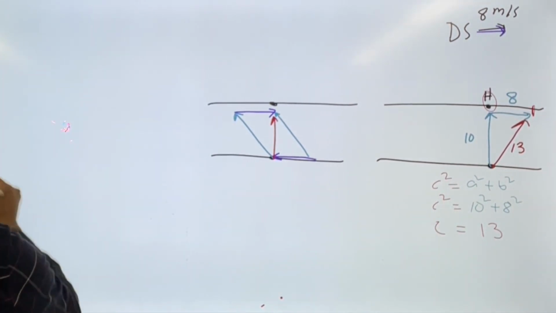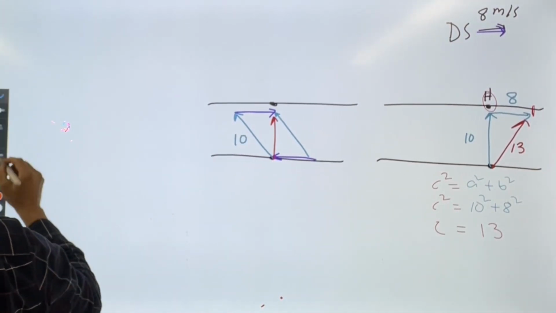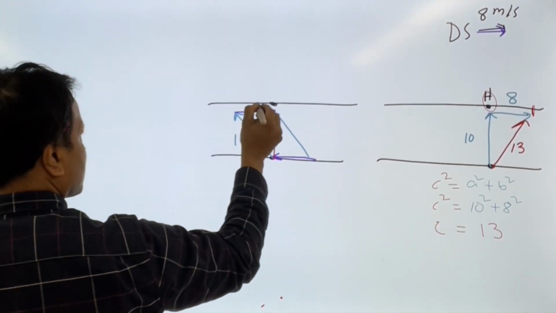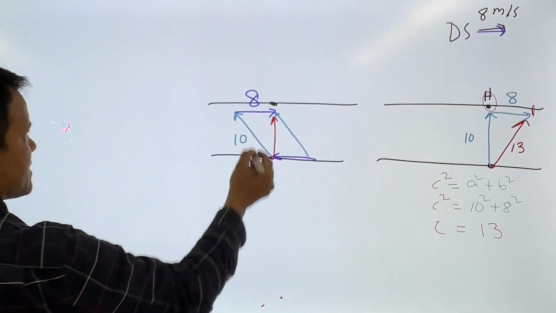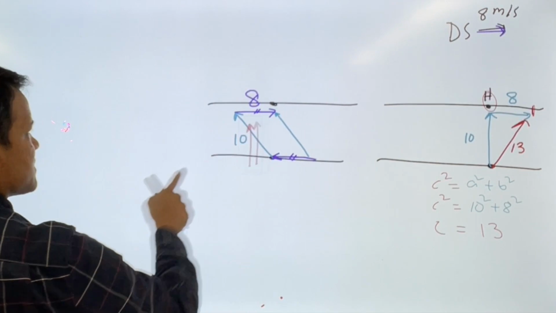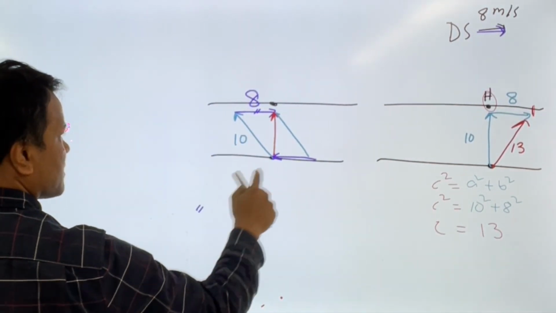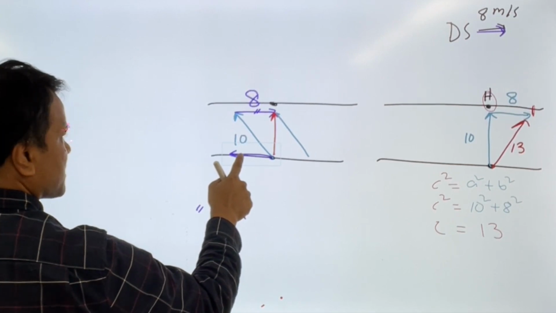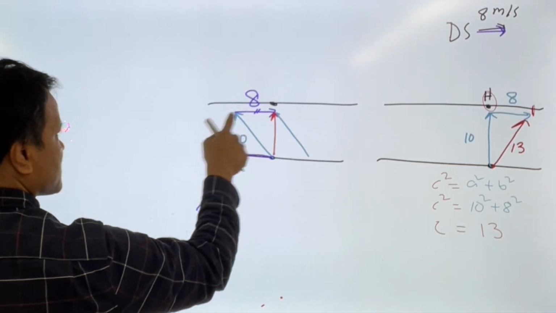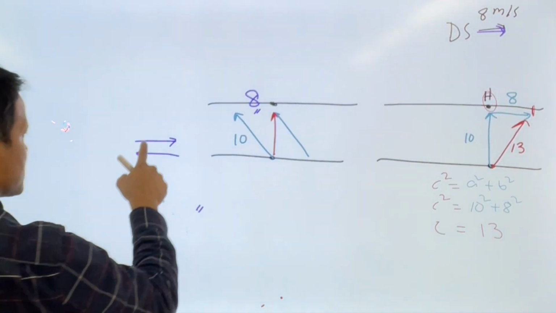Okay, so don't forget, this is 10 and this is 8. This is 8. Okay, this one cancels with this one. So what survived? Only this one survived because this one, remember, this one cancels with this one because these are opposite. So they cancel with each other.